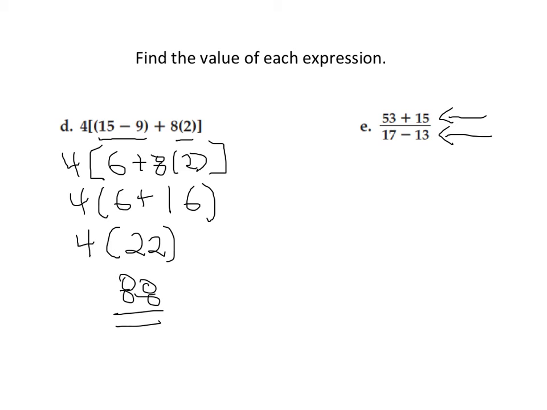53 plus 15 is 68. Then we'll do the bottom, and then we say to ourselves 17 minus 13 is 4. So we used order of operations. We did the top, then the bottom, found out that 68 over 4, and this is a fraction bar or a division bar, which just states 68 divided by 4, and the evaluation of that is 17.